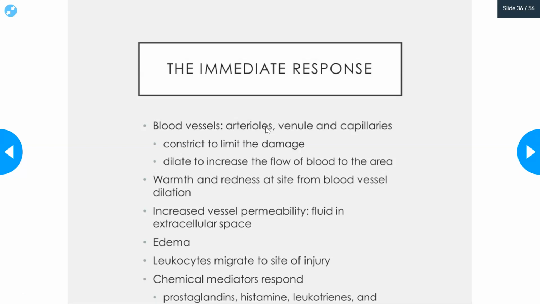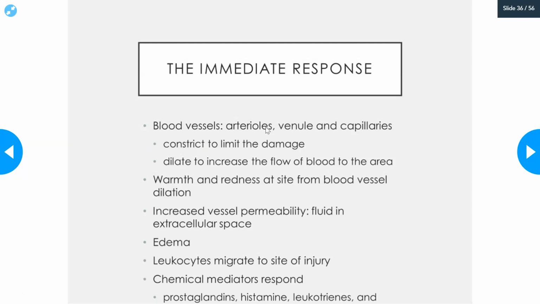The immediate response of inflammation is in the blood vessels. Once you have an injury, the arterial, venous, and capillaries will constrict to limit the damage, but then past that, they will dilate to increase the blood flow to the area, so that you can get the white cells, part of the immune system, that is needed to help battle and heal and repair the injury. Warmth and redness is going to be seen at the site from that blood vessel dilation.